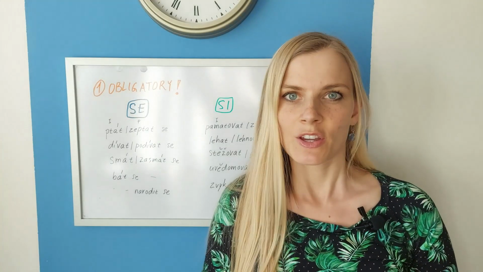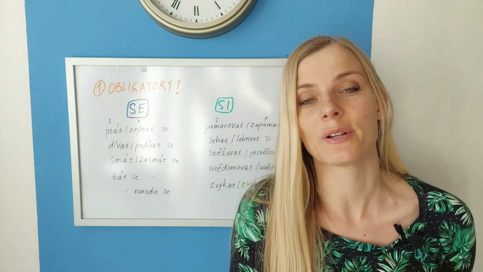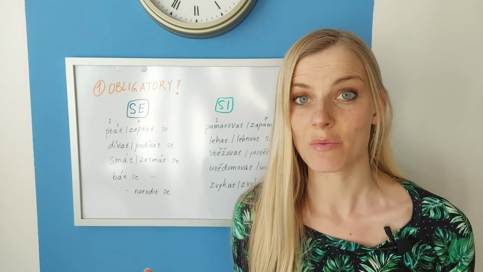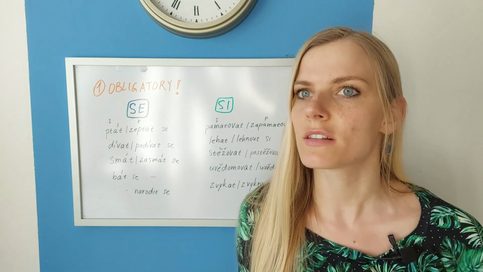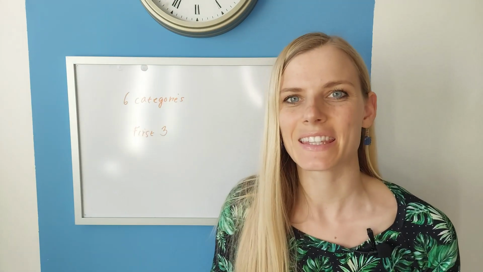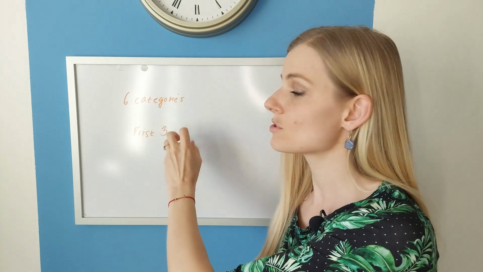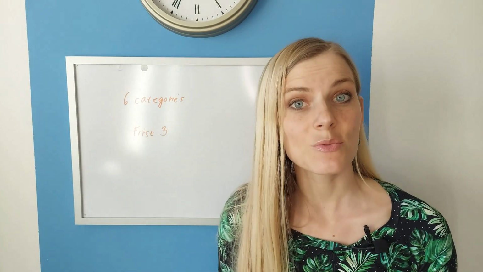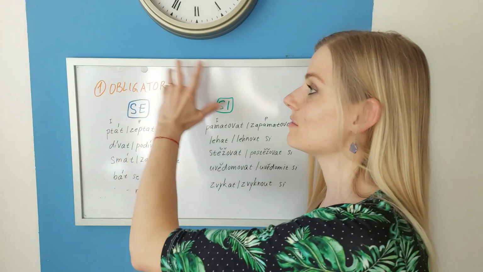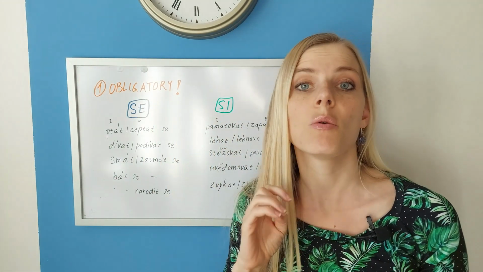I'm going to divide the use of se and si into 6 categories in total. I didn't want to leave out any category, but because I don't want this video to be extremely long, I'm just going to give you a couple of examples for each category. And I'm going to divide this video into 2 parts. In today's video, you will see the first 3 categories, and next week I will show you the other 3 categories. Let's start with category number 1, which is when se and si are obligatory.